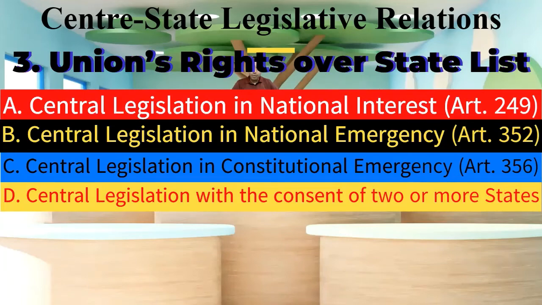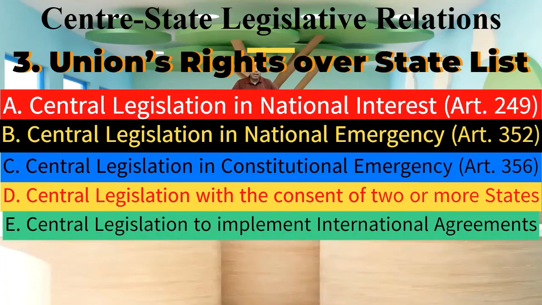And sometimes to implement some international treaties, international obligations or agreements, Parliament can also make law over a state subject, if that subject is required to fulfill the norms of the international agreements or treaty obligations.